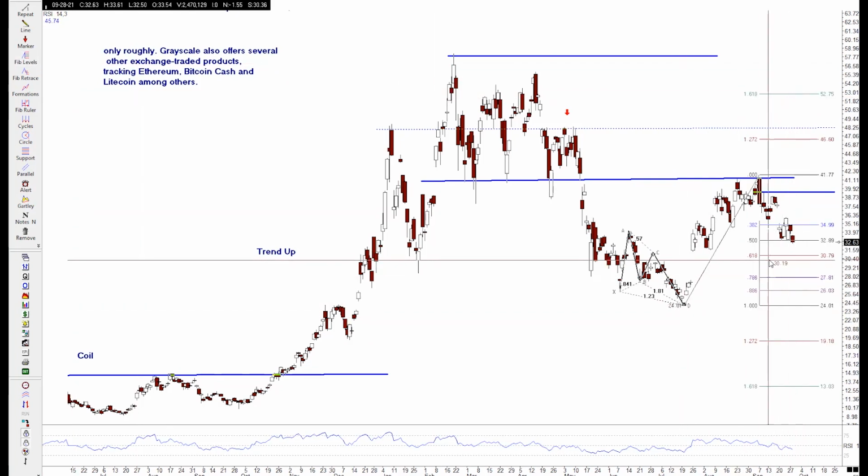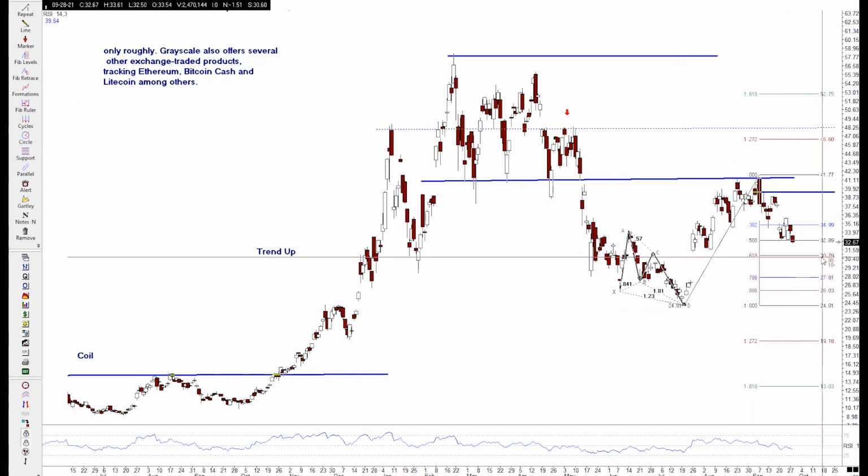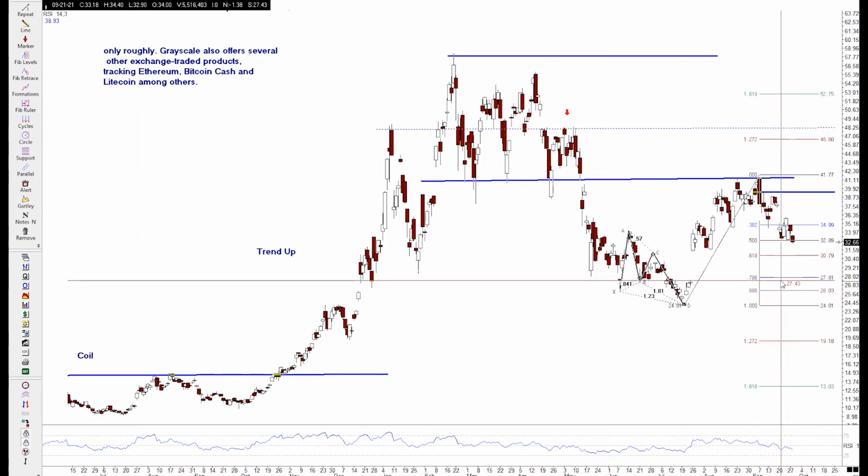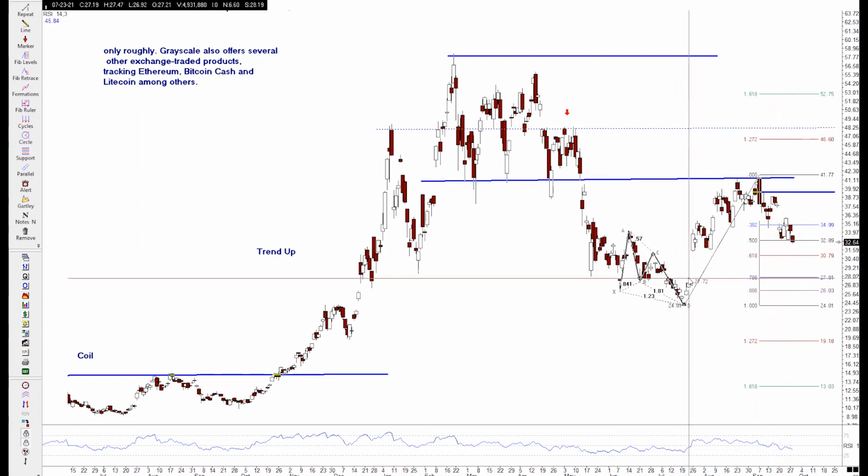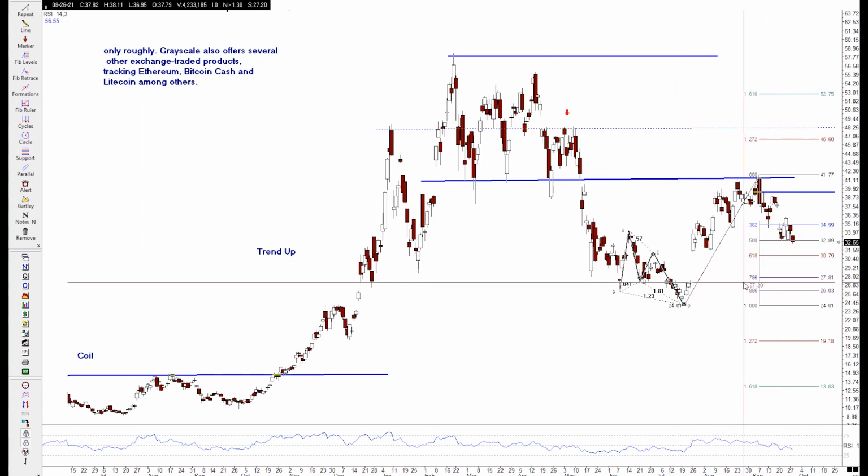The 618 retracement is coming in right around this 30 3/4 level, and the 786 retracement is coming down where this gap fill is here. So these are probably two good areas to be watching for potential setups for short-term rallies back to the upside.